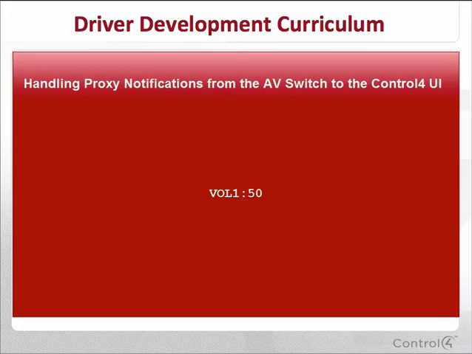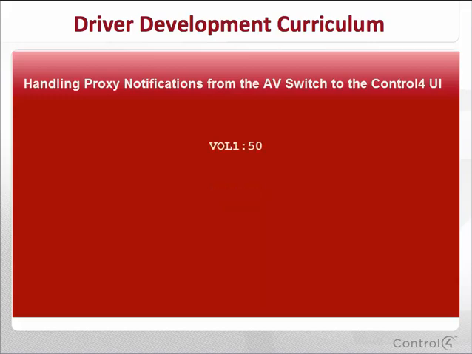Finally, the protocol sends a value at the end of the message. In our case, the current volume level is 50. And we know from reading this particular AV switch's protocol documentation that the message values sent regarding volume levels are in percentages.